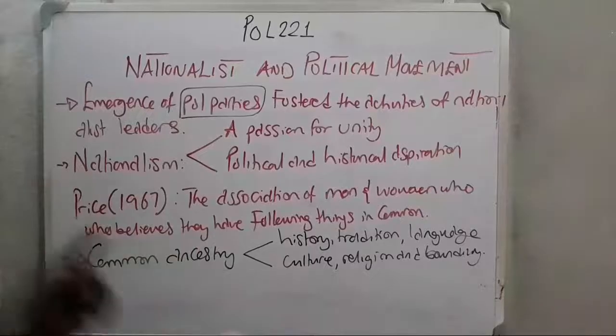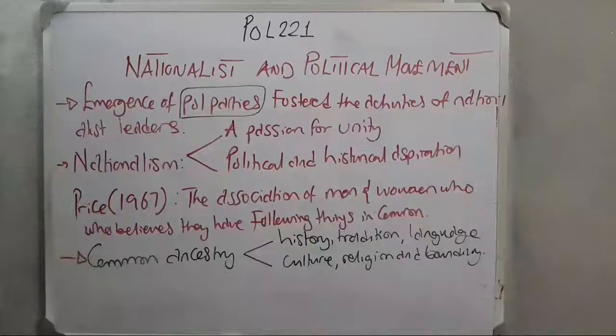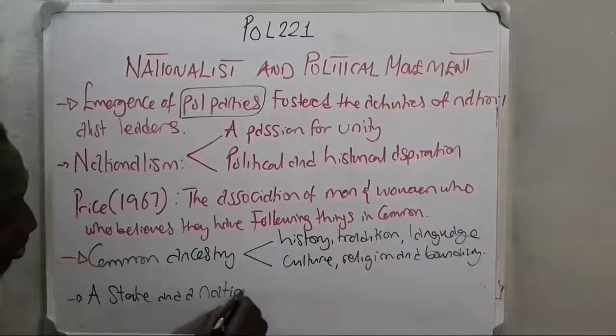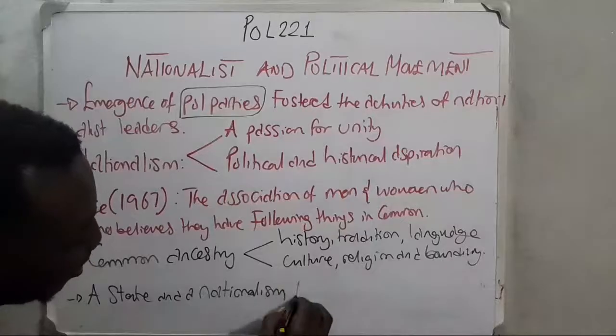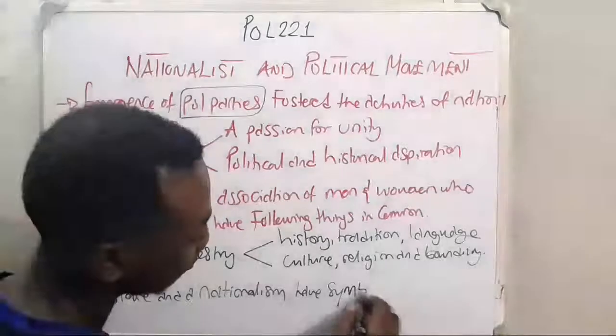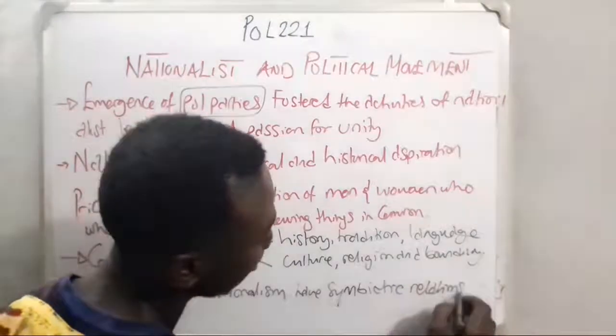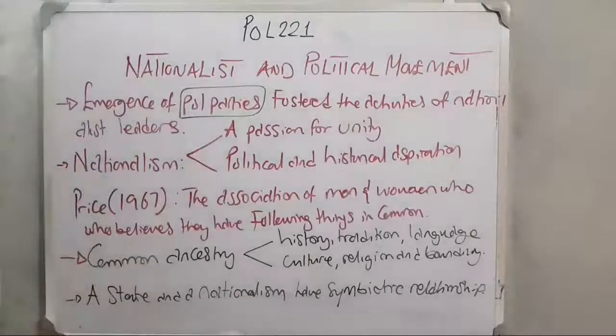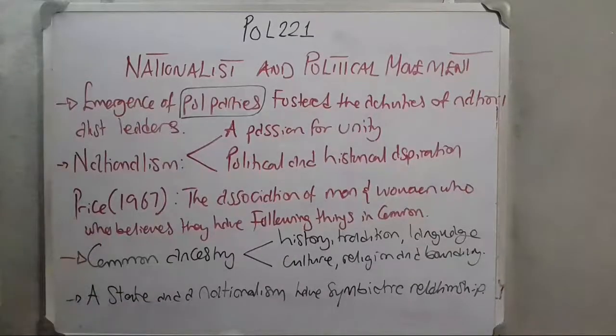Now the word nationalism can also be explained with the premise of a state. It is also said that a state and a nation have what we call a symbiotic relationship. They are most often referred to as the same thing, but basically a nation and a state are two different things. Just to sum it up, a nation is bigger in scope and more versatile compared to a state. So this we'll discuss properly in our next class.